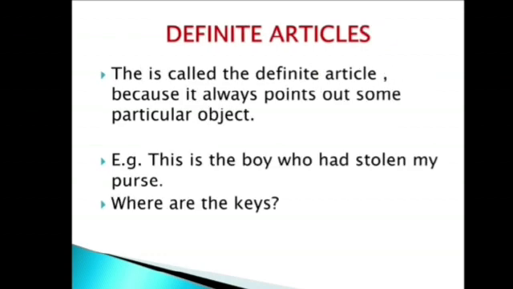Now, what are definite articles? The is called the definite article because it always points out some particular object. For example, this is the boy who had stolen my purse. Here we have used the before boy because we are talking about that particular boy who had stolen my purse. Where are the keys? We have used the before keys because we are talking about particular keys.